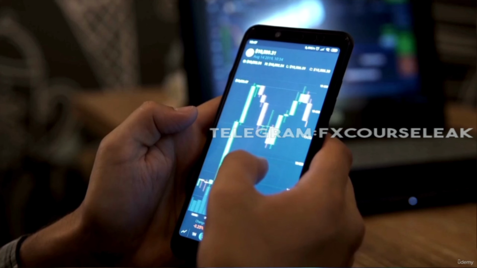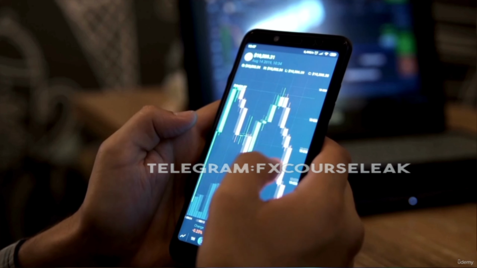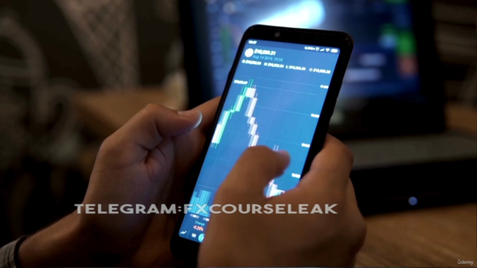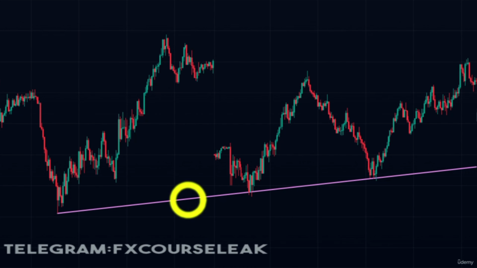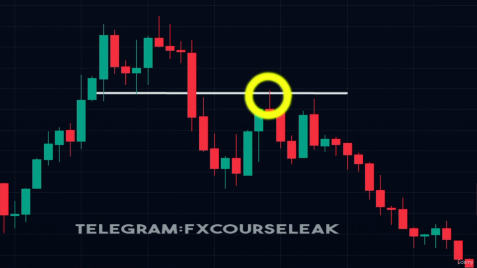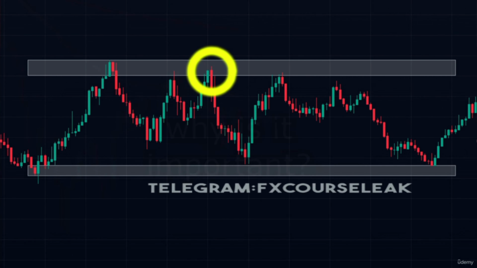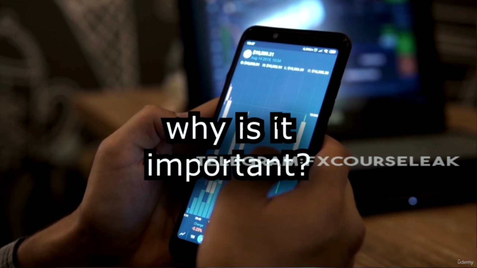In this section, we'll be talking about the theory of chart patterns: why chart patterns are so important, what makes them useful for traders to learn about, and how spotting them in the right place can be a game changer. So why are chart patterns so important and what makes them so useful for traders to learn about?